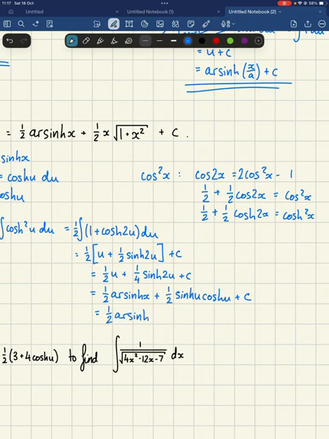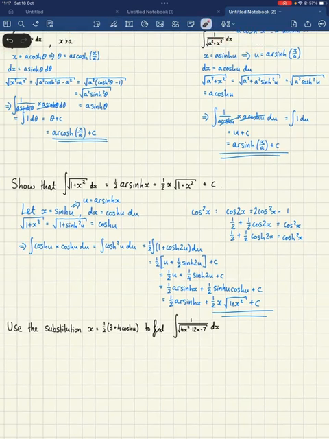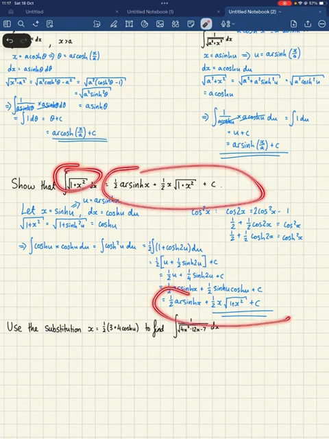So we're going to get a half arcsinh x plus a half sine u, which was x, times cos u, which is the square root of x squared plus 1, or 1 plus x squared, plus c. And that's our answer. We've shown that this is equal to this.